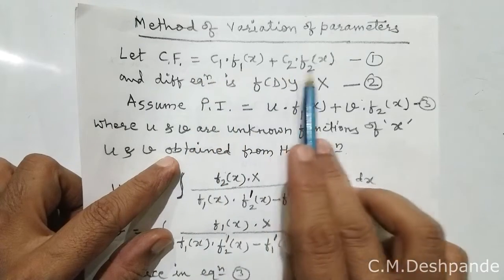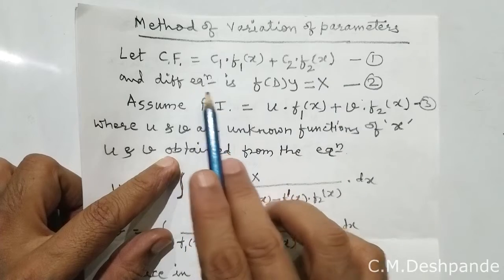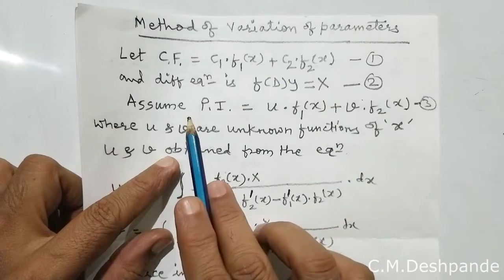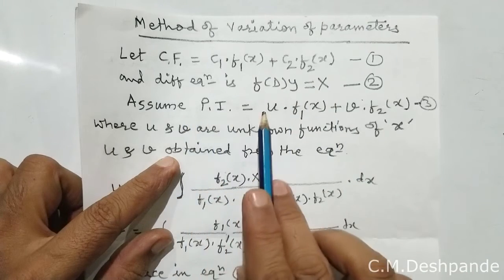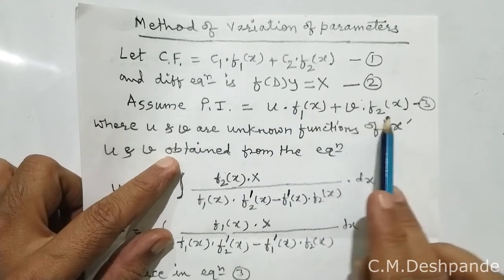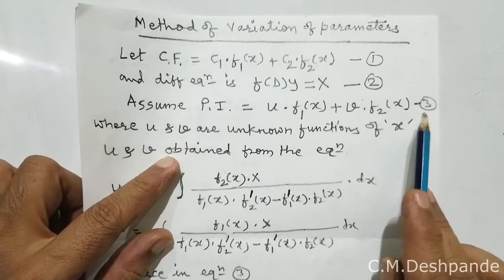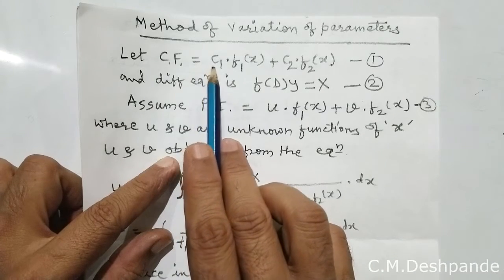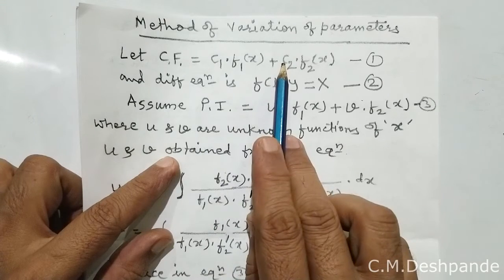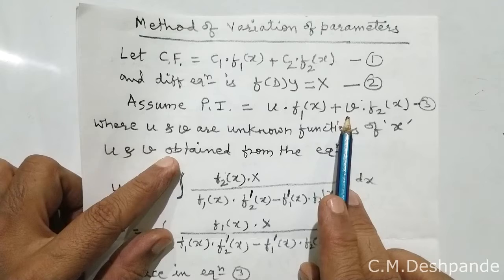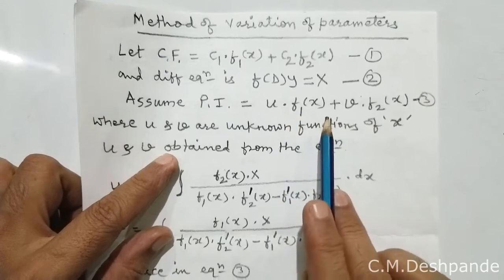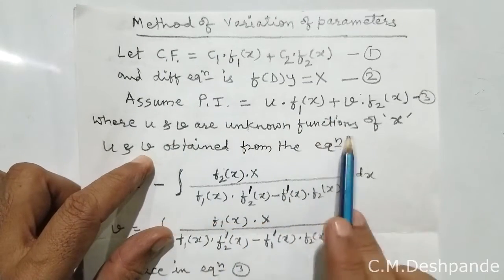Suppose this is the complementary function, equation number 1, and the differential equation is equation number 2, f of D operating on y equal to capital X. Now to find PI, assume PI in the form PI equal to u into f1 of x plus v into f2 of x. See equation number 3. That means in the complementary function, C1 is replaced by some unknown function of x, u, and C2 is replaced by some unknown function of x, v. So u and v are unknown functions of x.